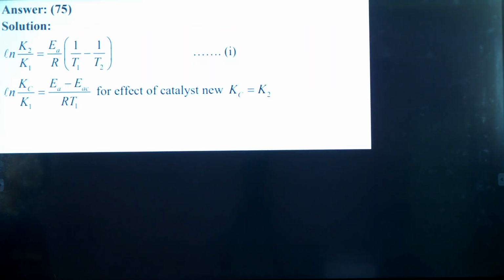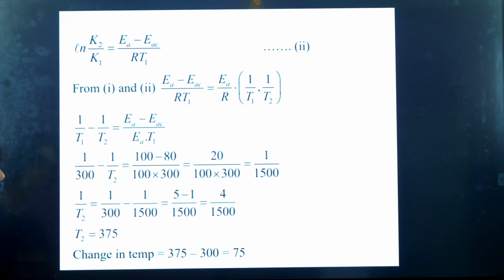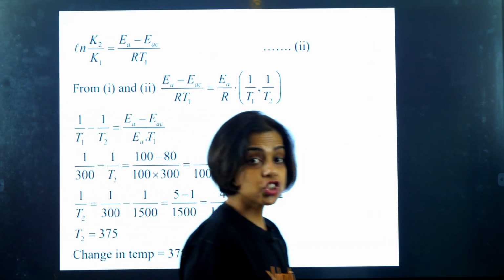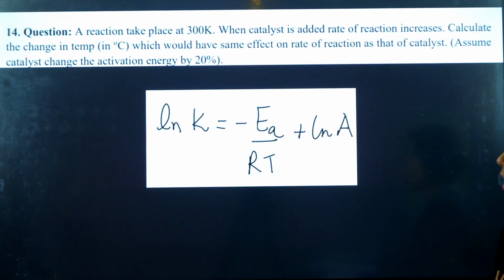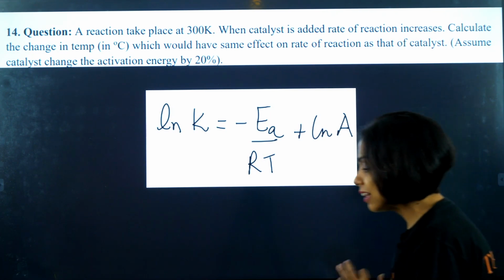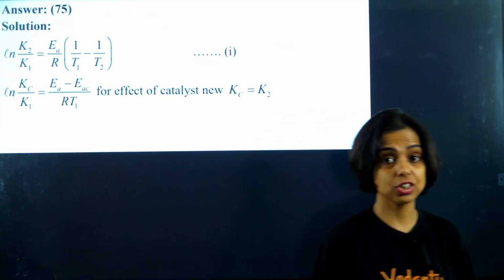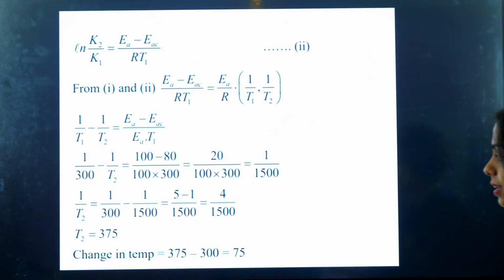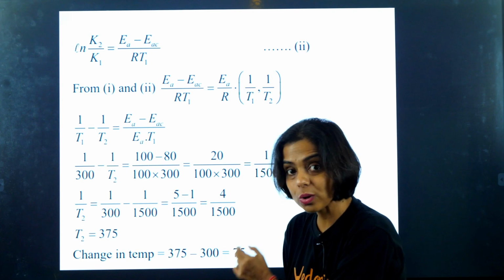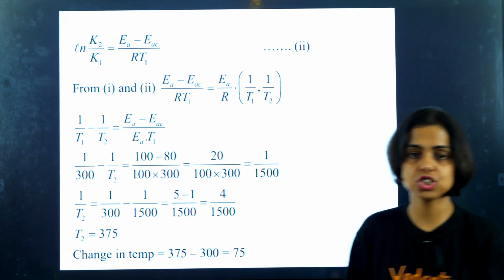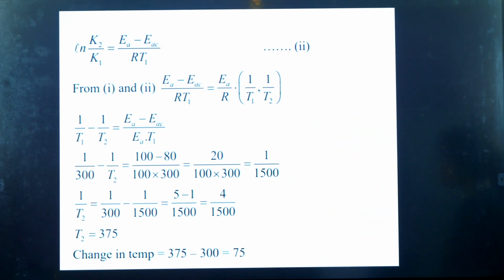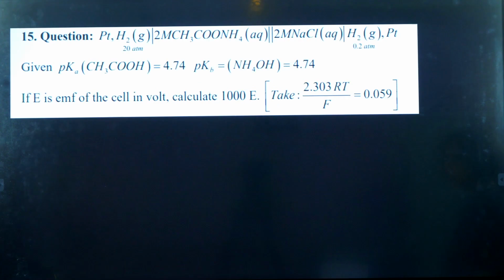And let's see what answer you got: 75. They asked you the change in temperature, and you have to be very careful about that. Calculate the change in temperature. Don't tell the final temperature. Just don't quote the T2 value. Be cautious, guys. T2 comes out to be 375, but you are supposed to fill in 75. That is the change in temperature, as the initial temperature was 300 Kelvin.